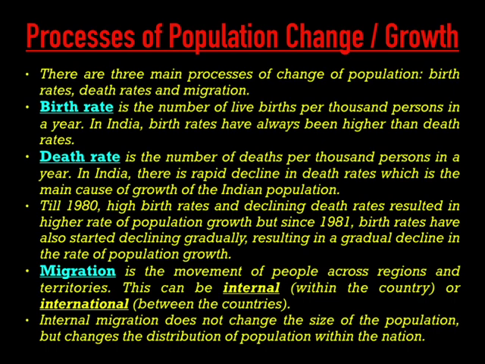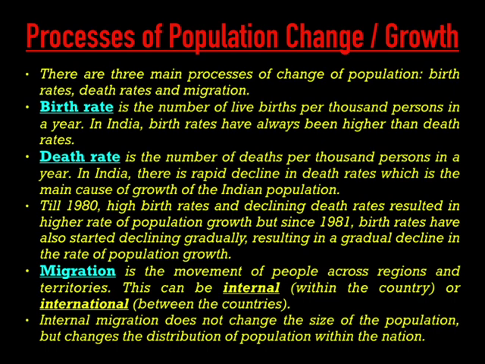The birth rate is the number of live births per 1000 persons in a year. In India, birth rates have always been higher than the death rates. Death rate is the number of deaths per 1000 persons in a year. In India, there is a rapid decline in the death rates, which is the main cause of growth of the Indian population, due to good medical facilities. Till 1980, high birth rates and declining death rates resulted in a high rate of population growth. But since 1981, birth rates have also started declining gradually due to awareness, resulting in a gradual decline in the rate of population growth. But that decline is very gradual.